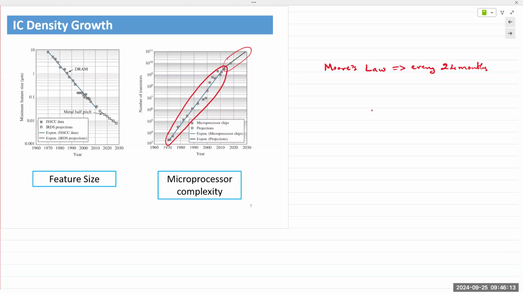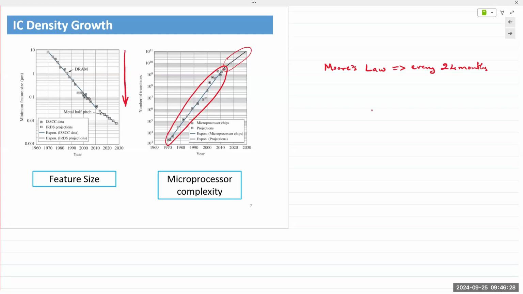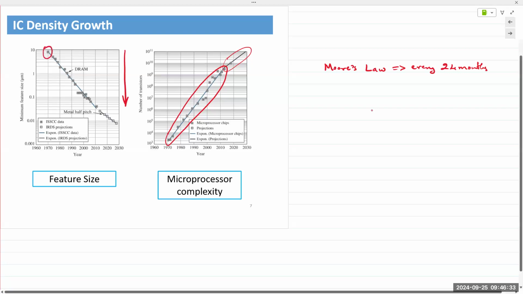Now, the reason we are able to squeeze more and more transistor devices on the same area is because the feature size keeps getting smaller. On the left, you can see the feature size going from about 10 microns in the 1960s to less than 0.1 microns around the 2000s.